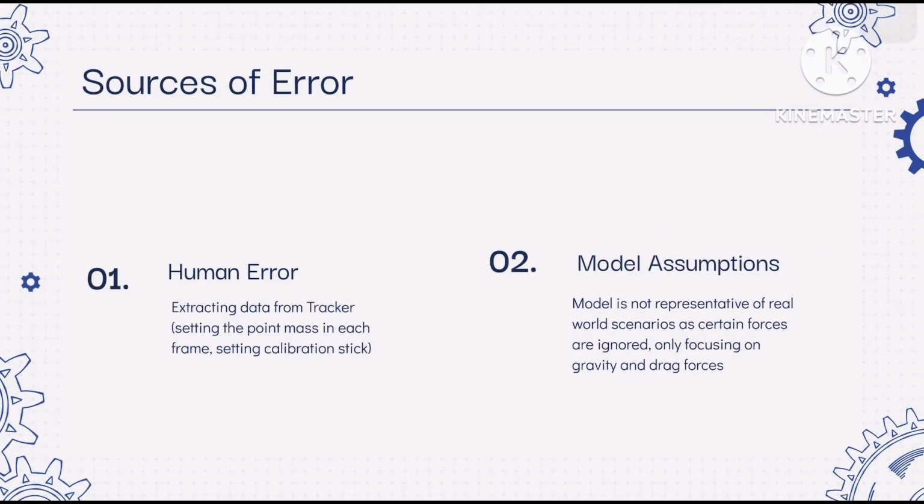Okay, some sources of error. One of them is human error extracting data from Tracker. Setting the point mass in each frame or setting the calibration stick may not be very accurate. And two, model assumptions. The model is not representative of real world scenarios as certain forces are ignored, and in this case, we were only focusing on gravity and drag forces.